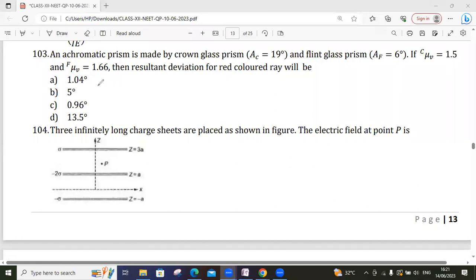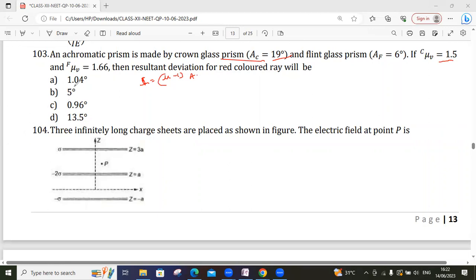An achromatic prism is made of crown glass prism, A is equal to 19, flint glass prism 6 degree. So mu values are given. Resultant deviation for red colored ray. So if you see for first case, what is the deviation? We know deviation is given by mu minus 1 into A, correct? So for first case, it will be 1.5 minus 1, that is 0.5.